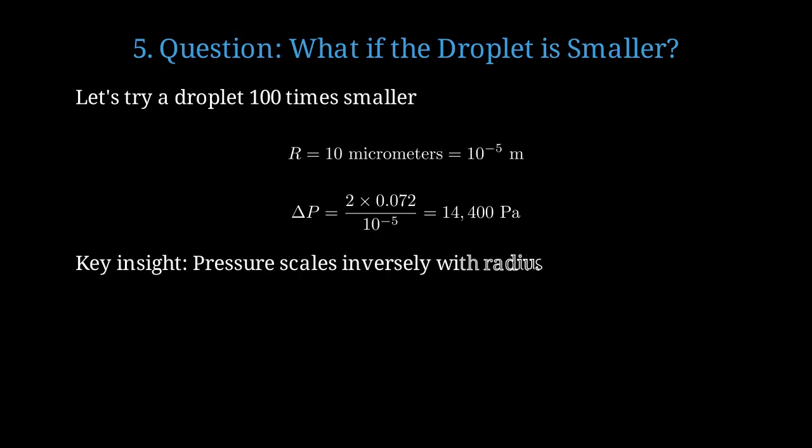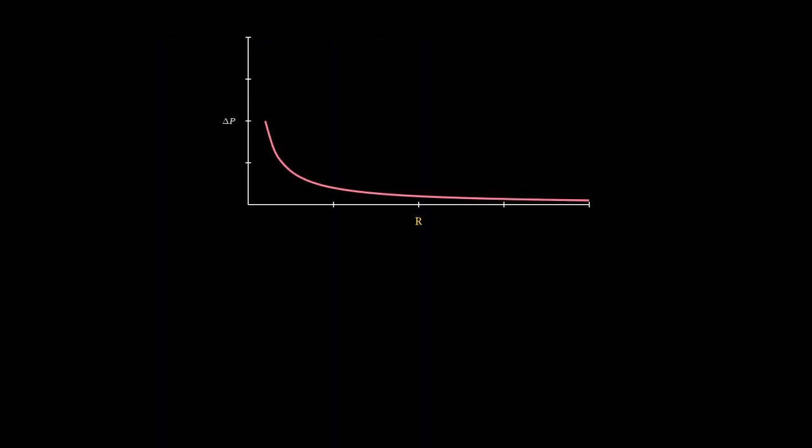This reveals a fundamental principle. Pressure difference scales inversely with radius. Halve the radius, double the pressure. This graph shows the inverse relationship. As radius decreases, pressure difference increases dramatically in a hyperbolic curve.